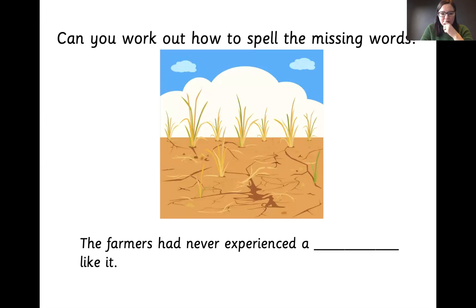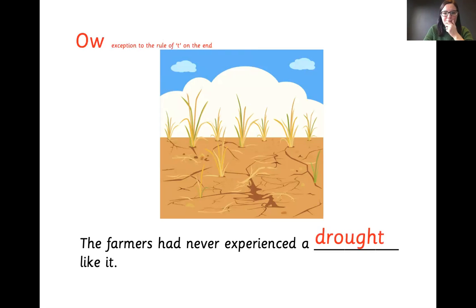Can you work out how to spell this one? The farmers had never experienced a something like it. What can you see in the picture? Now I've used this one because this is the exception to the rule, the way that you pronounce this one. The farmers have never experienced a drought like it. So it's going to be drought. D-R, ow, which is going to be O-U-G-H, oh, you greedy hen. And then we need the T on the end. Let's see. There we go. We've got it.